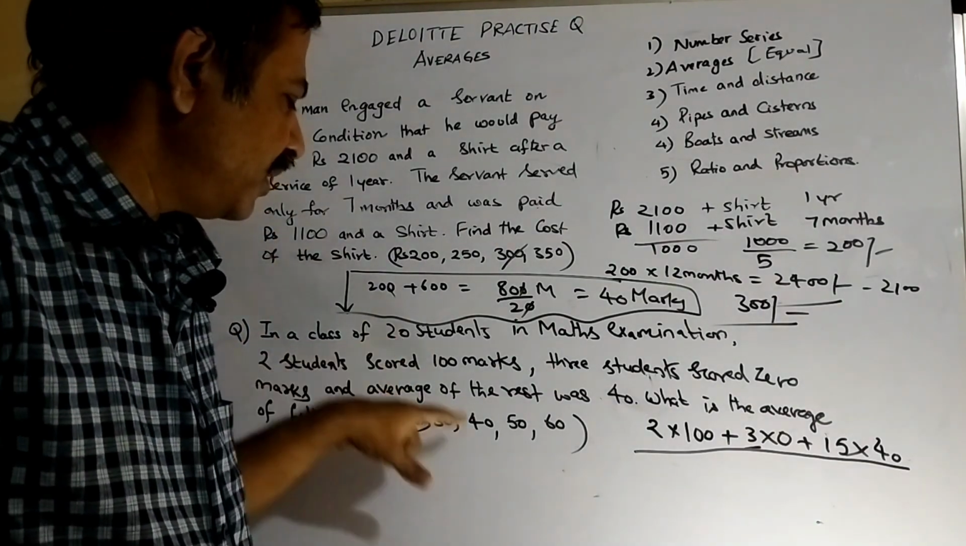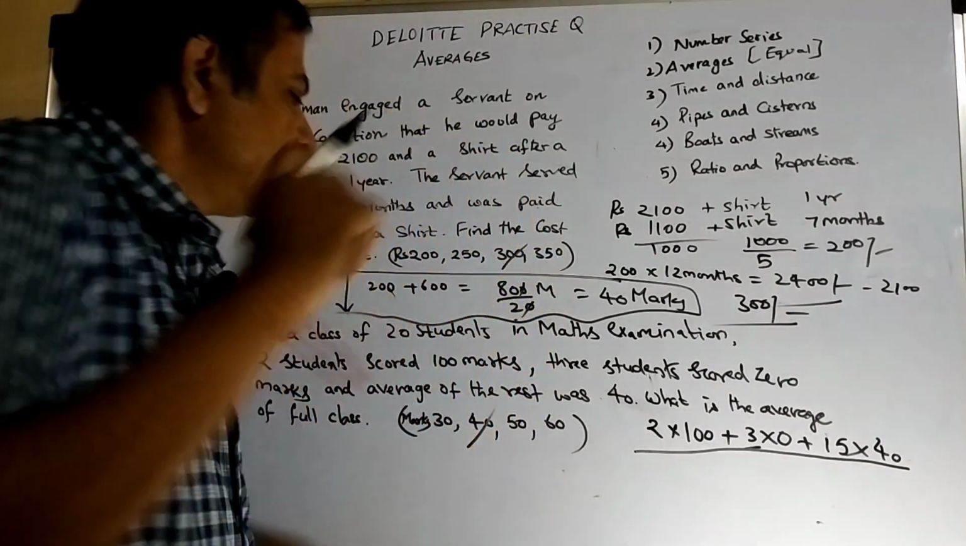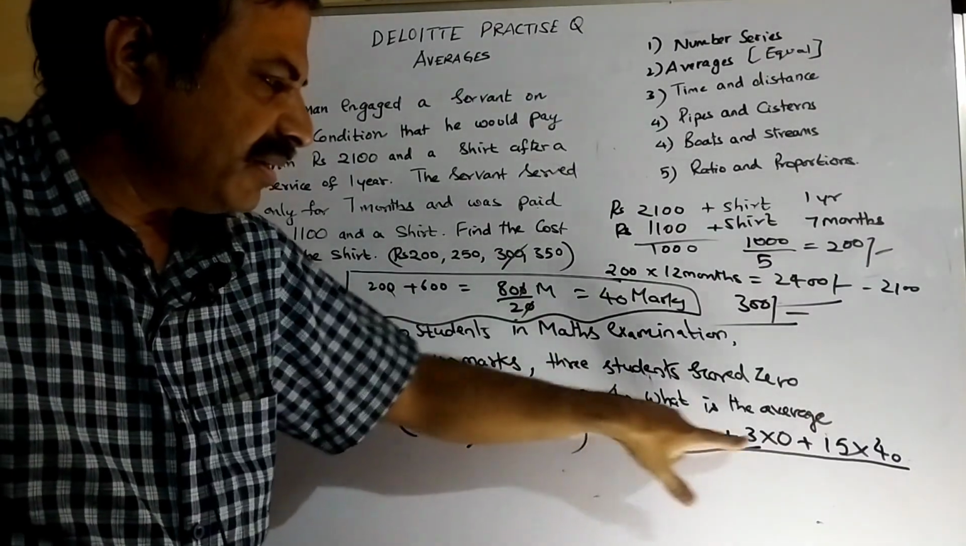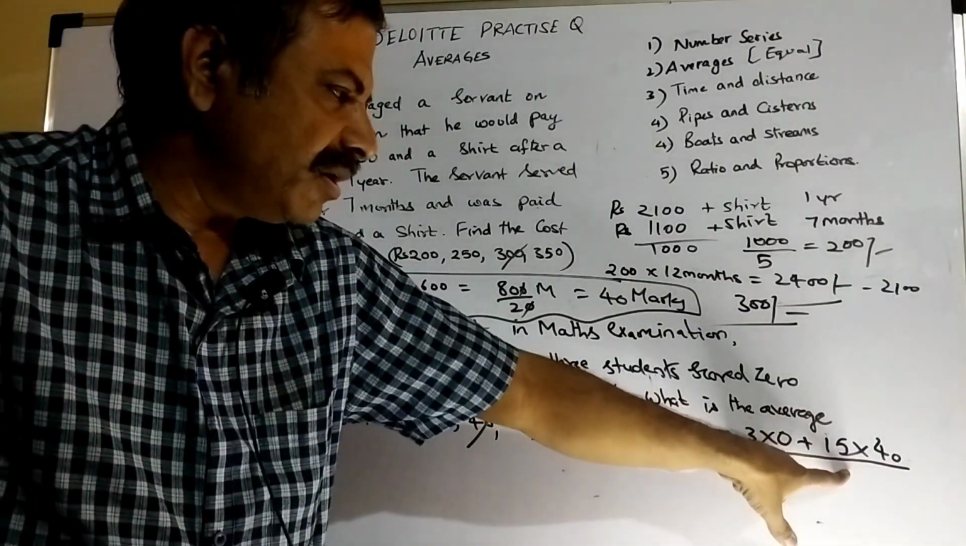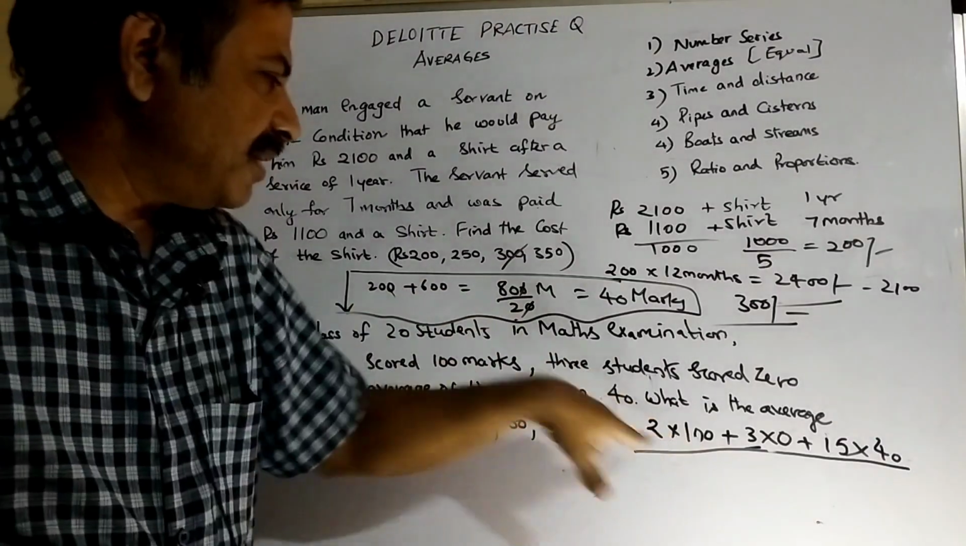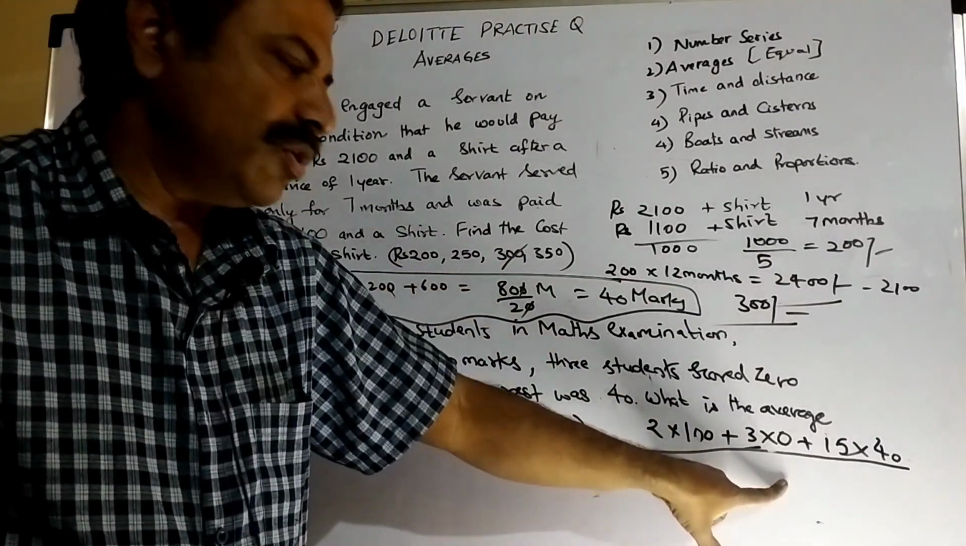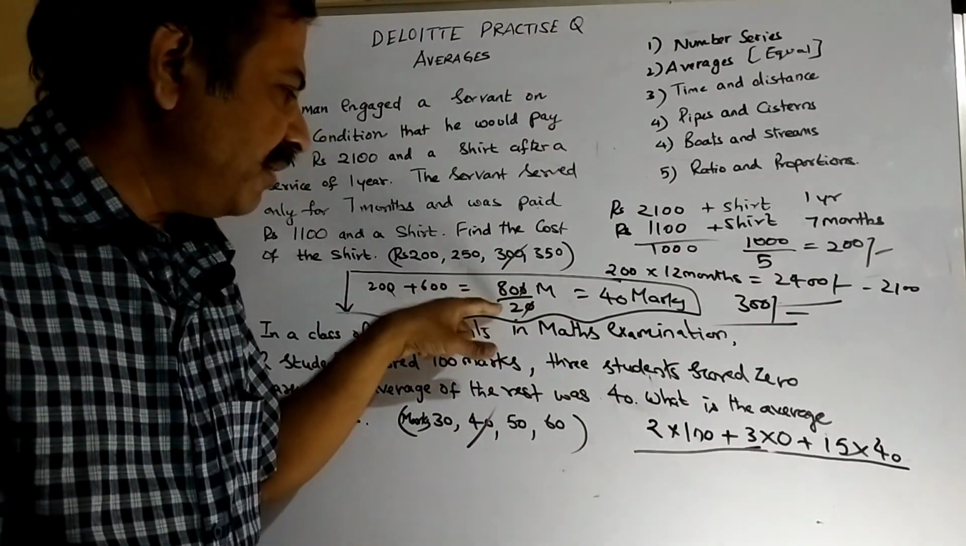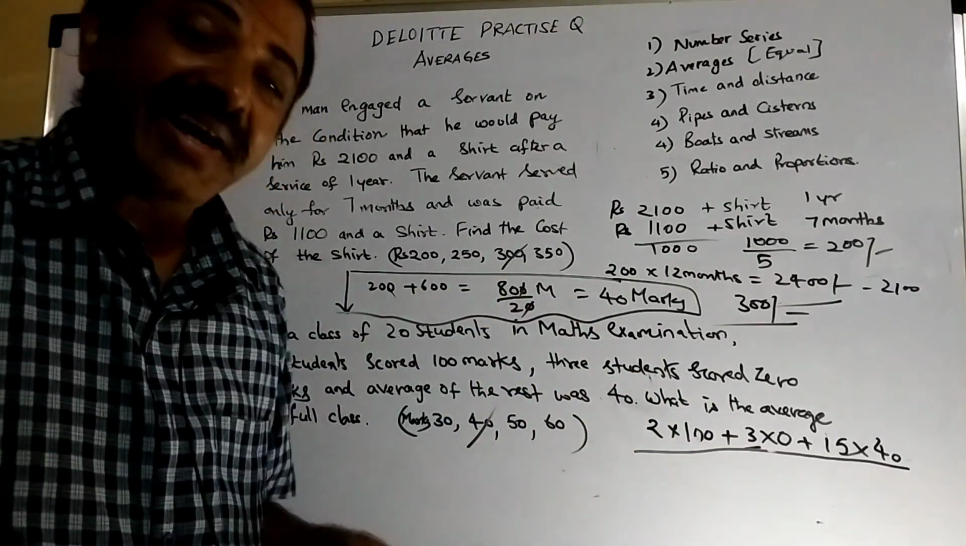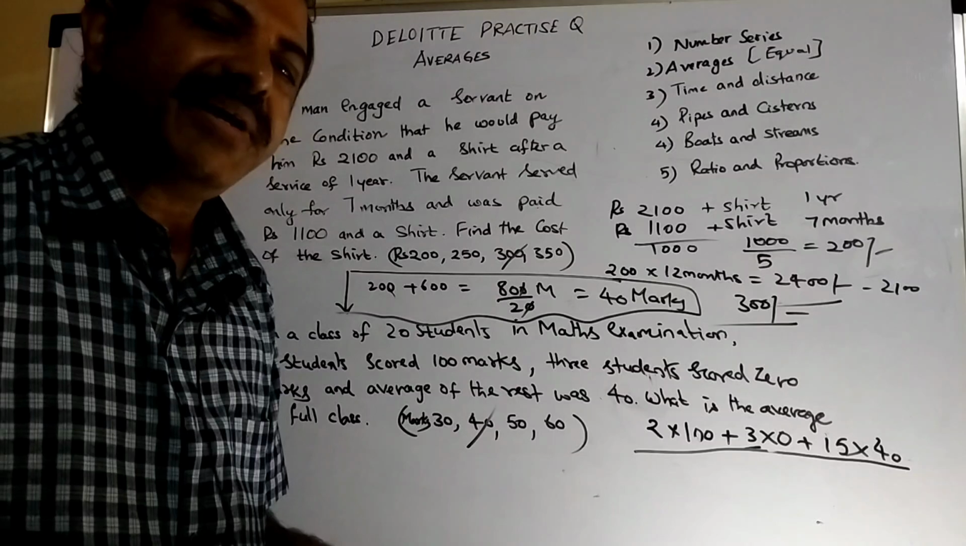So 20 students are there. 2 students got 100, so 200, 3 students got 0, and the remaining got 600. So 600 plus 200 is 800 for 20 students. Those who got 0, it's no problem for us. So total 800 divided by 20 students means 40 on an average. Average means equal.